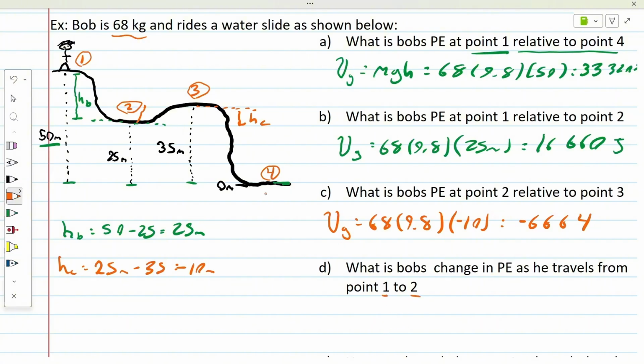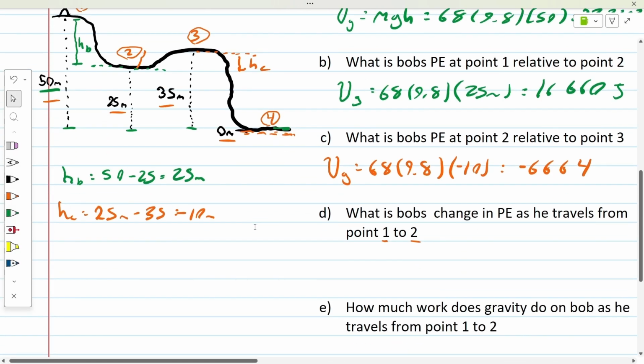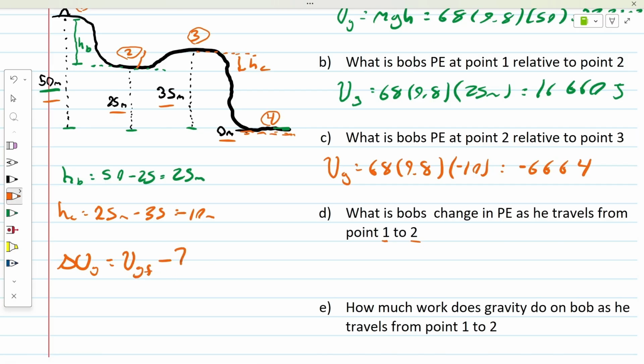In this case, it makes the most sense to use point 4 as the reference, because it's at 0 meters off the ground. So it'll make all the calculations much simpler, and we can just use these values that we're given, right? So if we want to find the change in gravitational potential energy from point 1 to point 2, we can simply find the gravitational potential energy at the final point, point 2, minus the gravitational potential energy at the initial point. And so this will equal the mass times gravity, the height initial minus the height final.